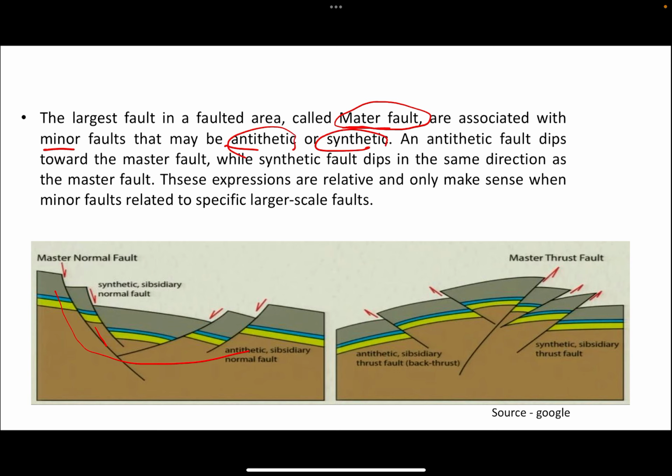An antithetic fault dips towards the master fault, and a synthetic fault dips in the same direction as the master fault. These are subsidiary faults. These expressions only make sense when a minor fault is related to a larger scale fault.